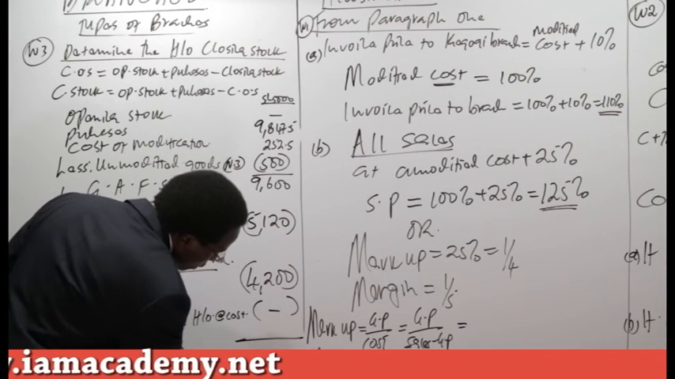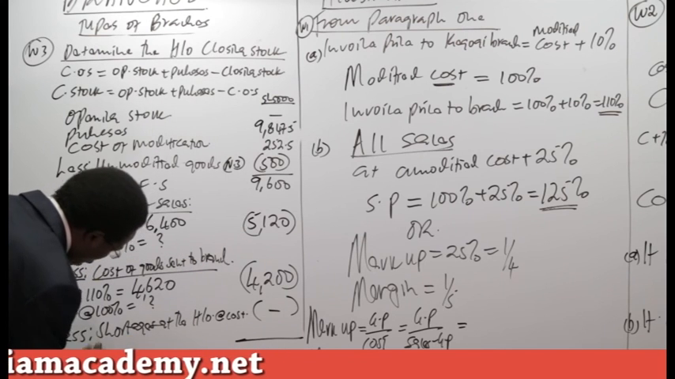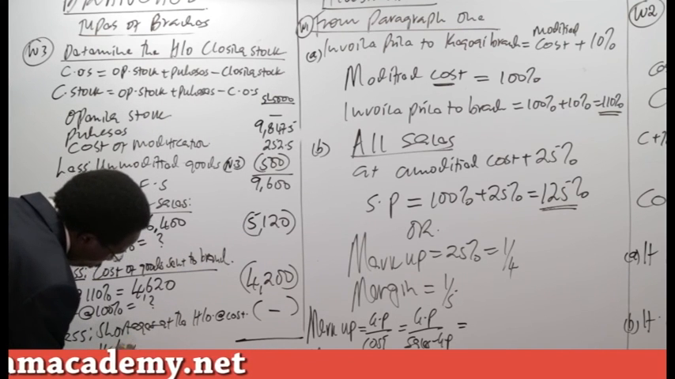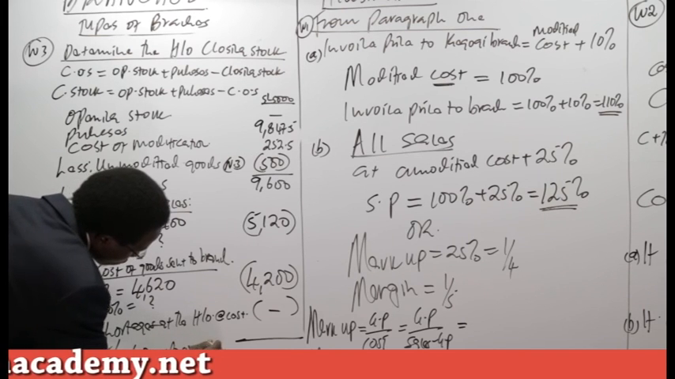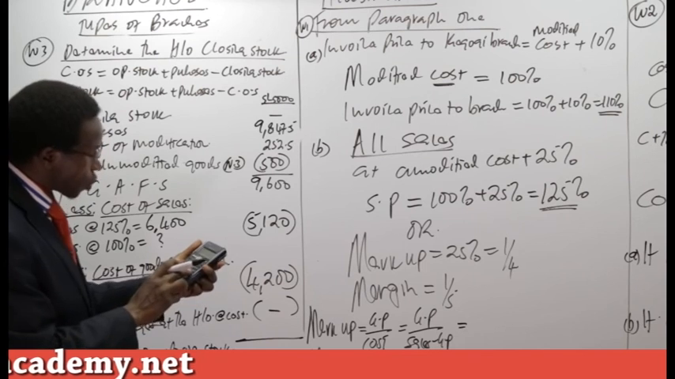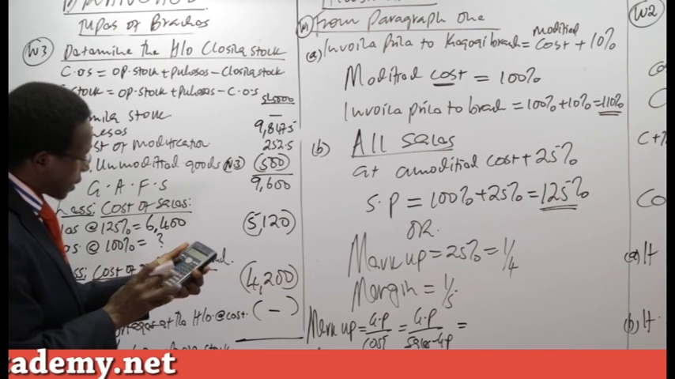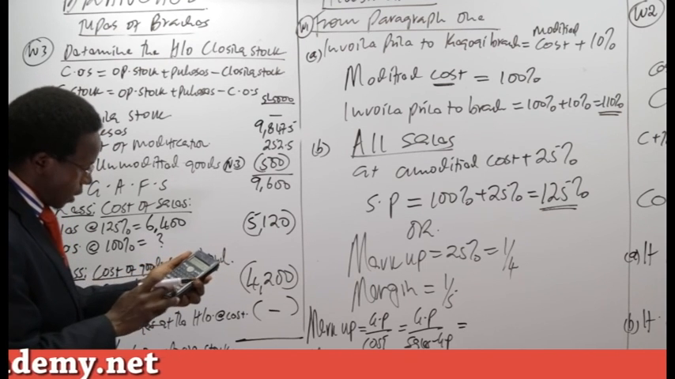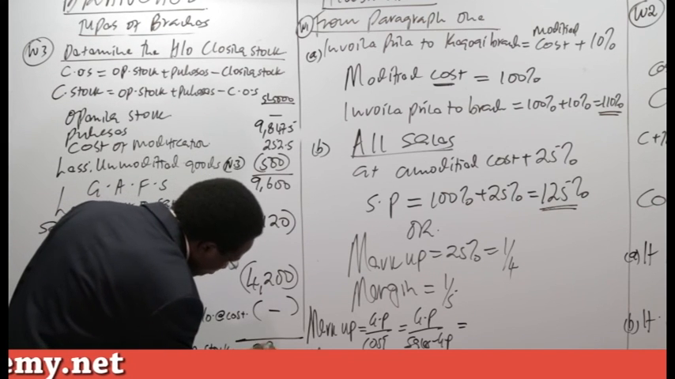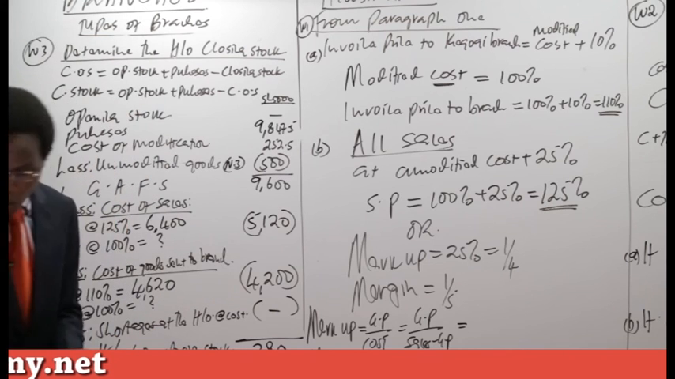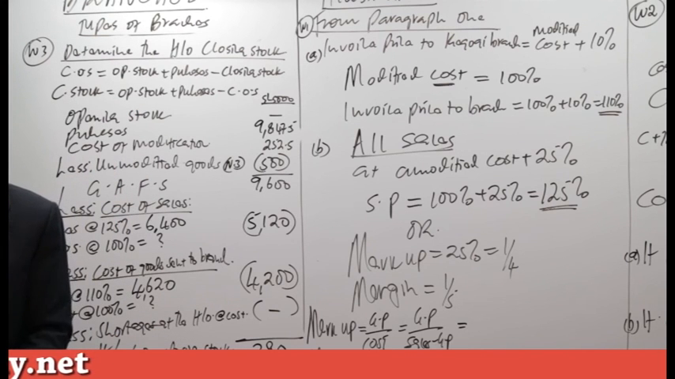So at this point, we are able to say that our head office closing stock, I'm taking 9,600 minus 5120 minus 4,200. What are we getting? That is 280. That's our closing stock. I may be forced to write it somewhere because I need it. The head office closing stock, 280. That's perfect.